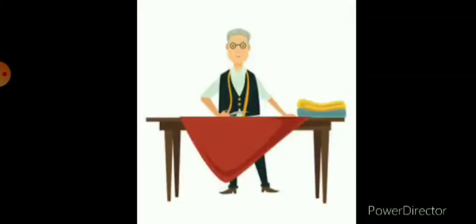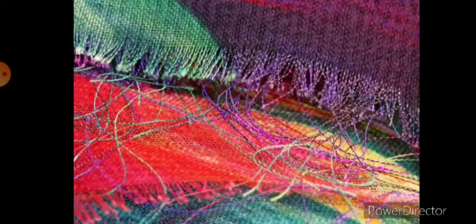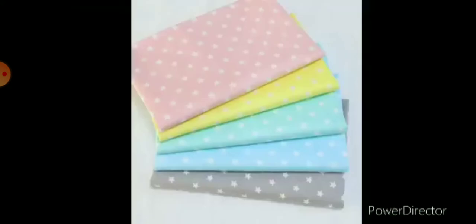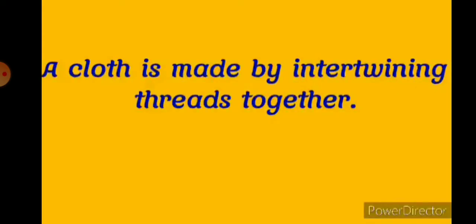You will see that cloth or fabric is made by intertwining threads together. Intertwining threads together is called weaving. You can see in this picture, long threads are woven together to make cloth. Where does this thread come from?